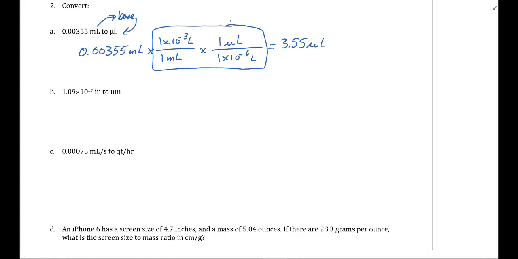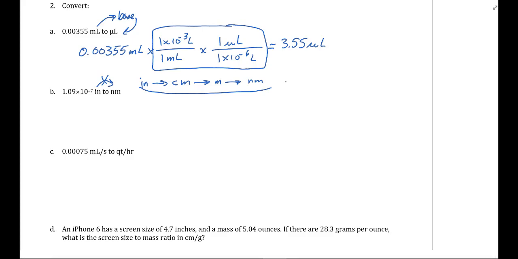The next question is inches to nanometers. Our conversion table doesn't have inches to nanometers, but it does have inches to centimeters. And once we know centimeters, we could convert to the base unit of meters, and then meters could be converted to nanometers. This is an example of a pathway that you could write out when you're solving problems to help you get started before you actually start plugging in numbers.